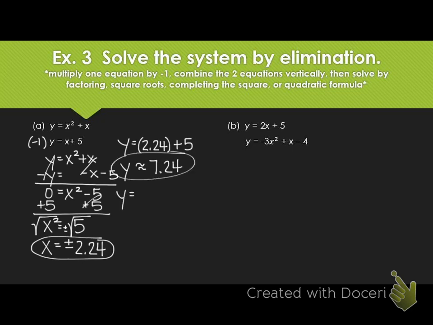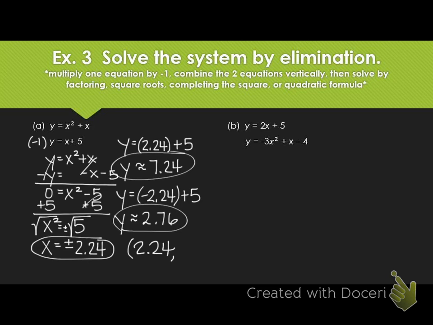And we're going to do it again. This time I'm plugging in a negative 2.24 plus 5. And what does that give me? 2.76. Circle, don't box. Now I've got to write my two final answers. So what's the first ordered pair? 2.24 and 7.24.